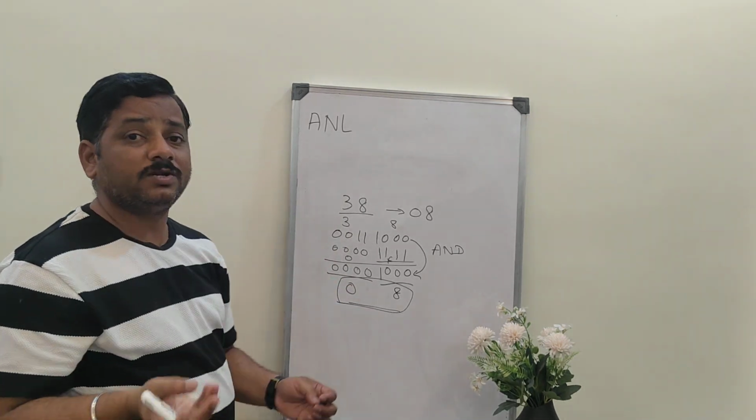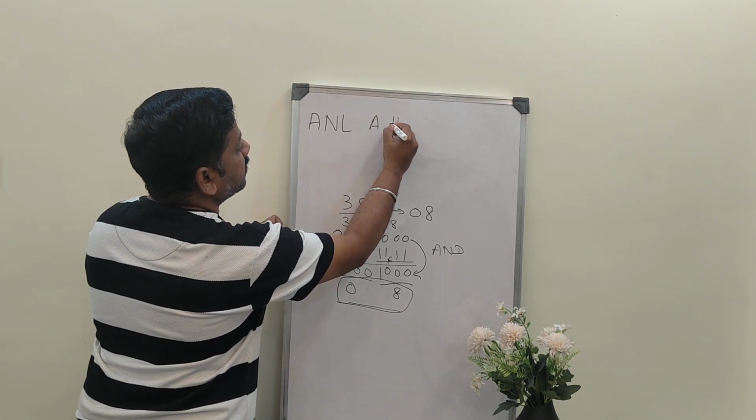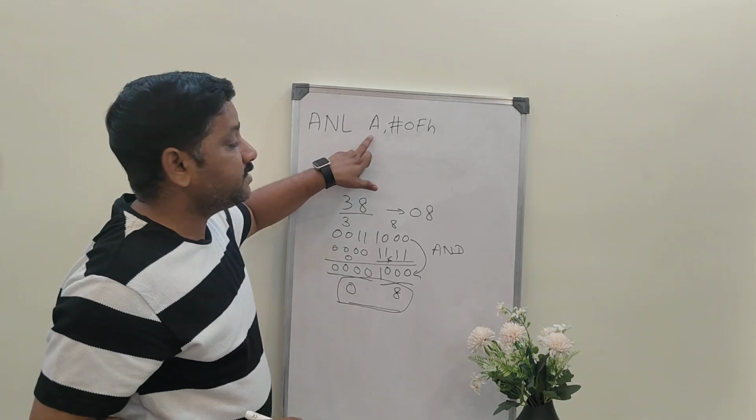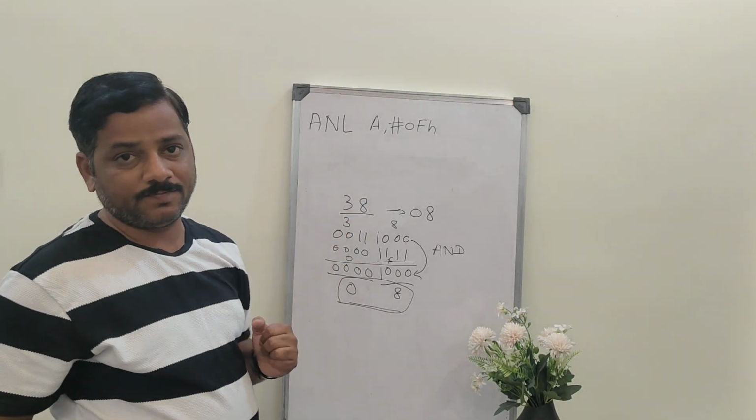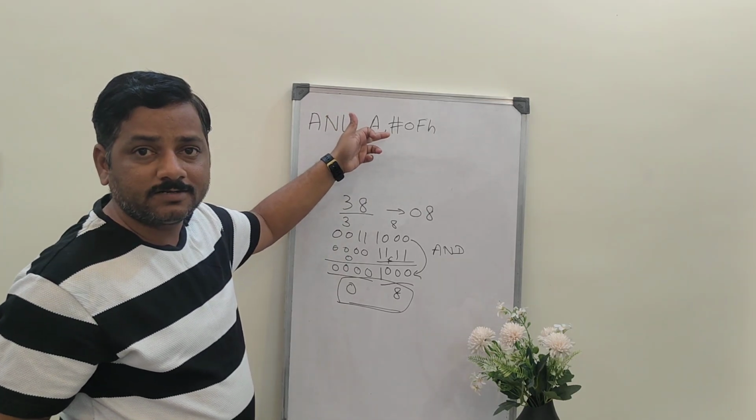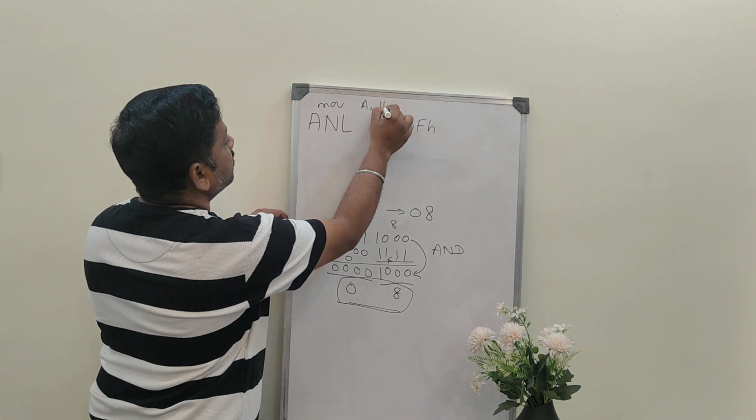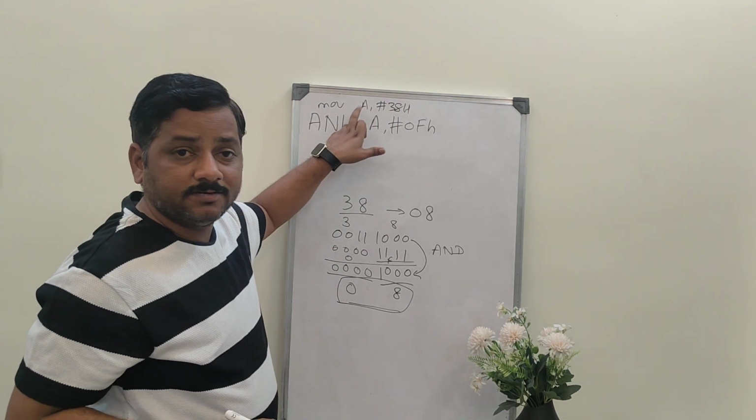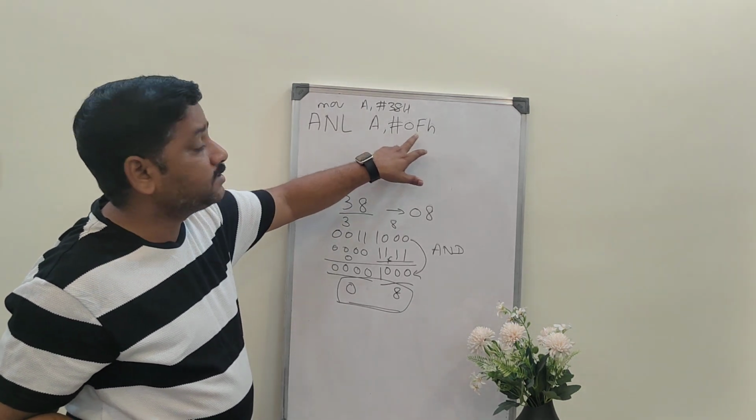Now let us see how to write that in instruction. ANL A, comma, hash 0FH. A means, as I told you, the destination has to be accumulator. So first give that input to accumulator. Before this I write MOV A, comma, hash 38H. So what I am doing here is giving 38 as an input to accumulator and then ANDing that content of A with 0F.